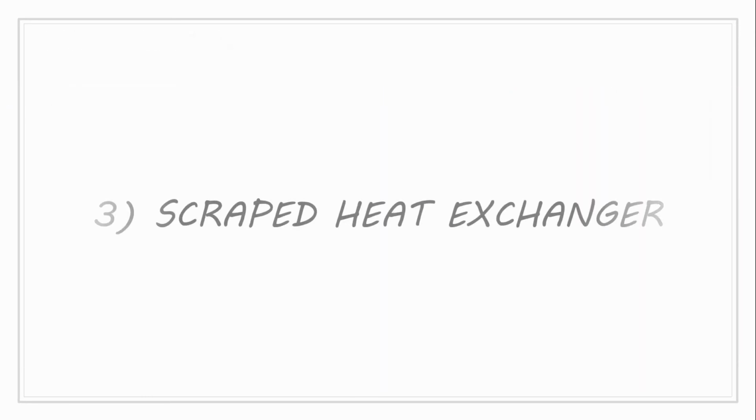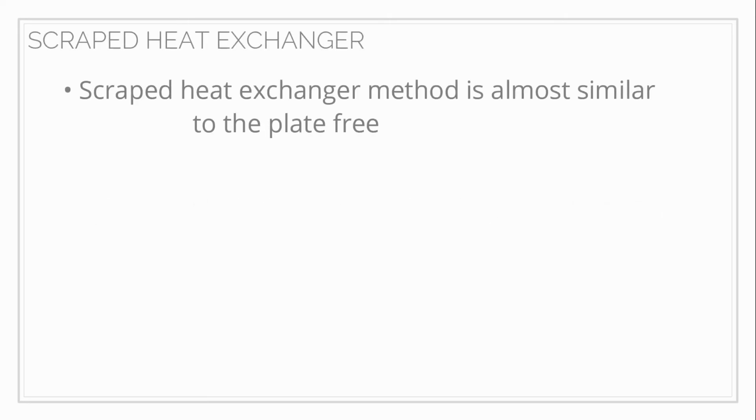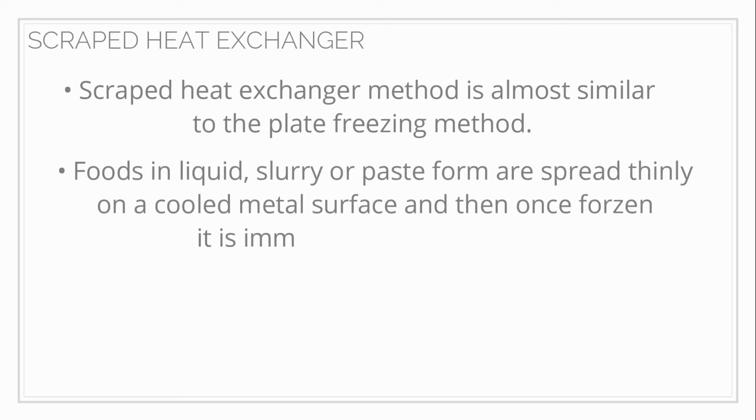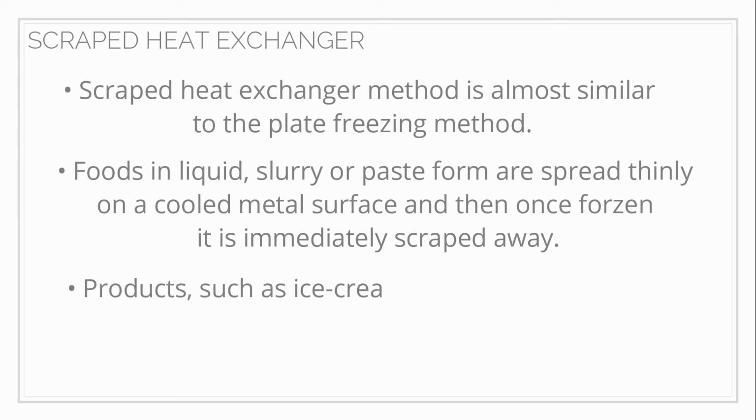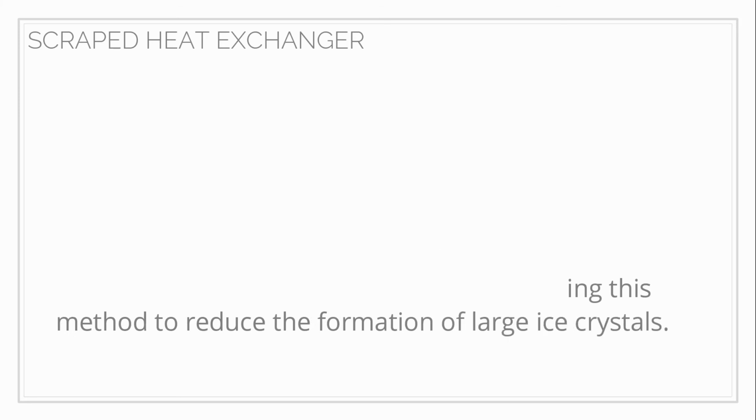The third method is scraped surface heat exchanger. This method is almost similar to the plate freezing method. Foods in liquid, slurry, or paste form are spread thinly on a cool metal surface, and once frozen, it is immediately scraped away. Products such as ice cream are frozen using this method to reduce formation of large ice crystals.